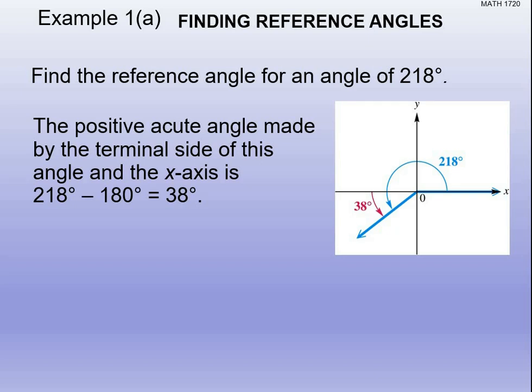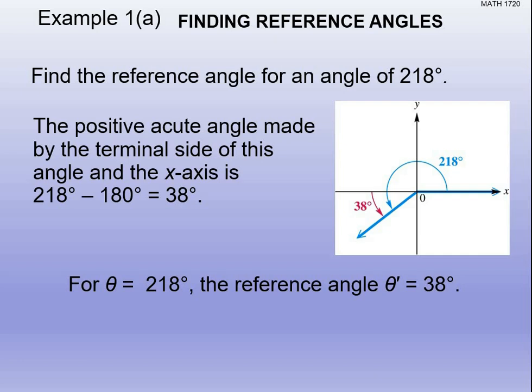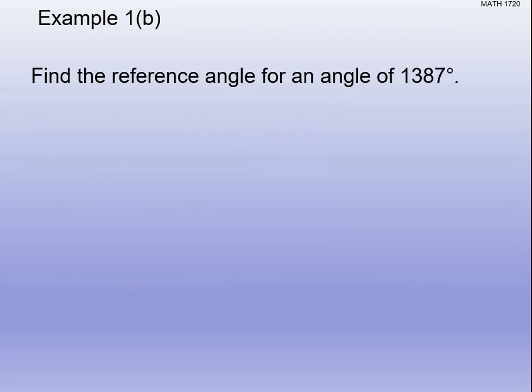So that's why we're going to take 218 minus 180, and that gives us 38, and 38 is our reference angle there. 38 would be the angle that we would do sine, cosine, and tangent of. Okay, so let's do another one.